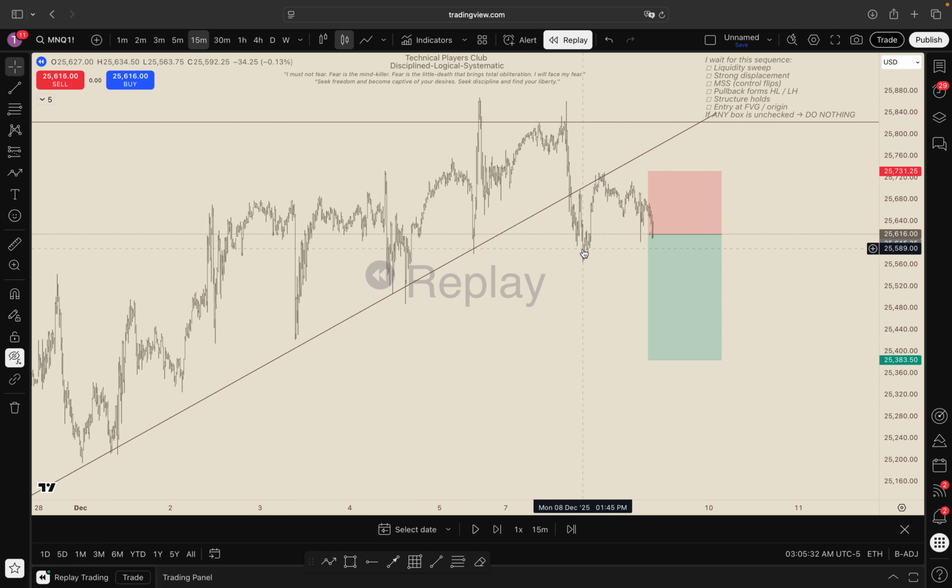Lower high, lower high. We get this higher low. So it's kind of choppy. We don't know what's going on.